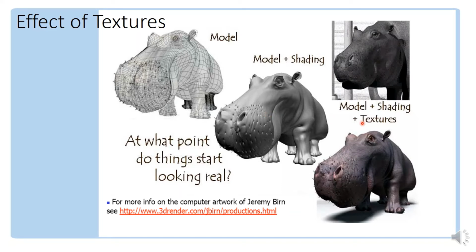But when we apply the model with the shading plus the texture, imagine that this is the texture, and we apply this texture together with the model and the shading. At this point the polygon or model starts looking real, compared with just a model with shading or the model itself. That's why we need the texture, so that we will have a model that looks real.